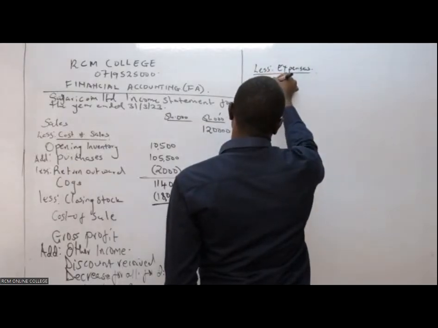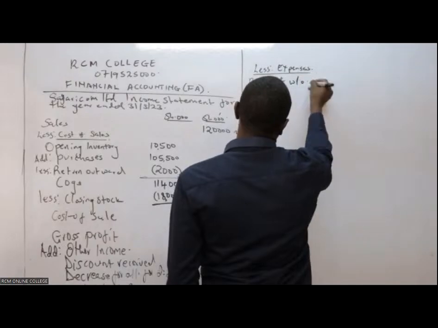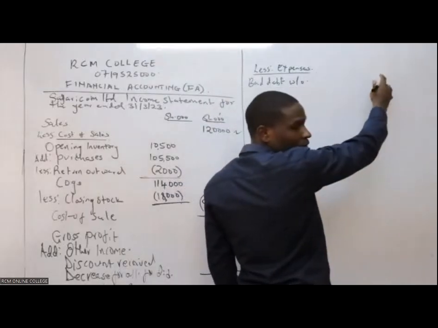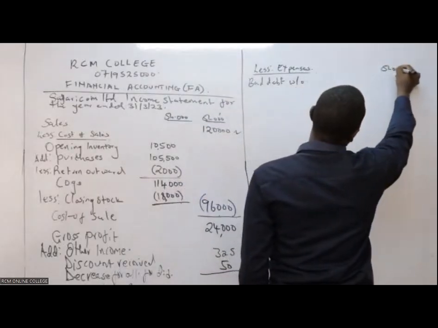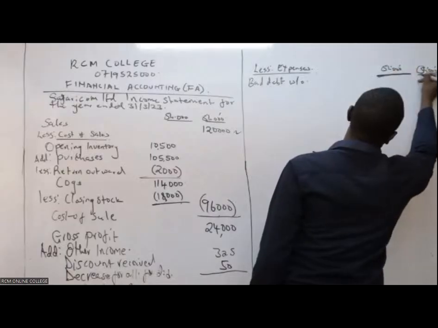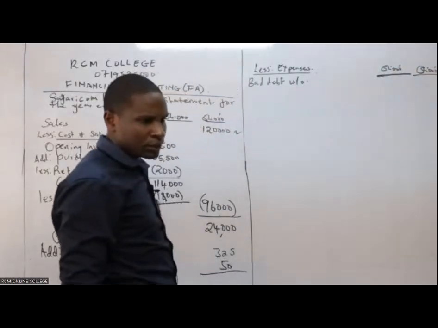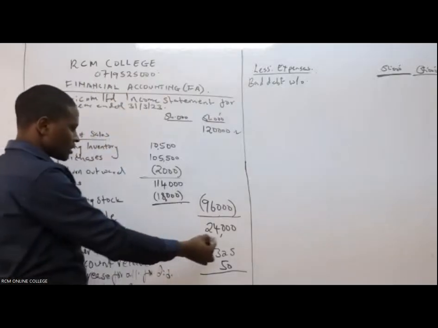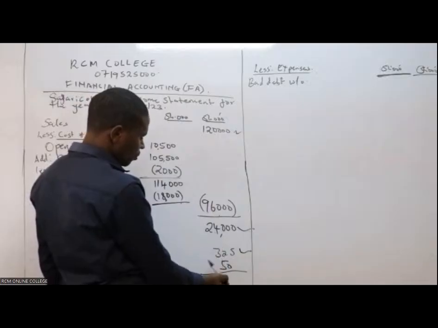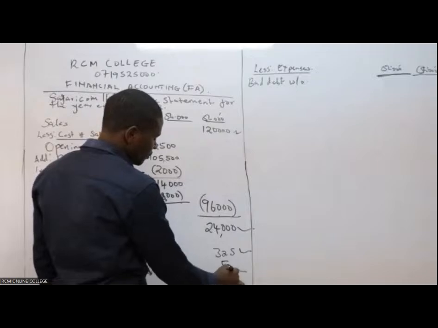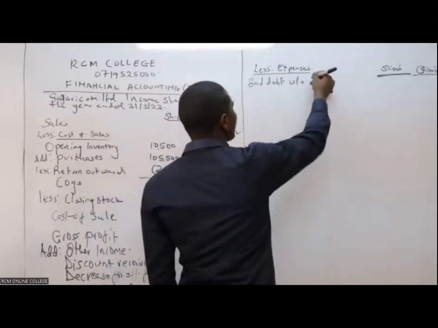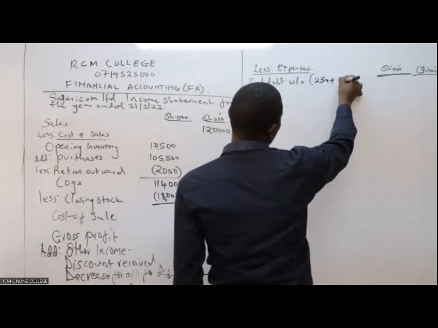We have bad debt written off. So what's the total here? My shillings are in 1,000. Just add this. It will be 23, 24, 375. So for bad debt written off, we had the 250 for that month plus what we had.